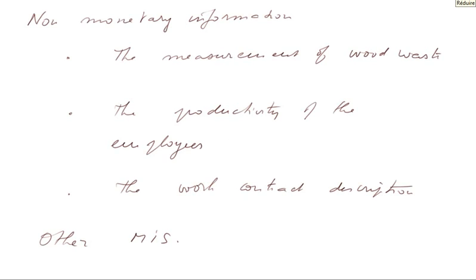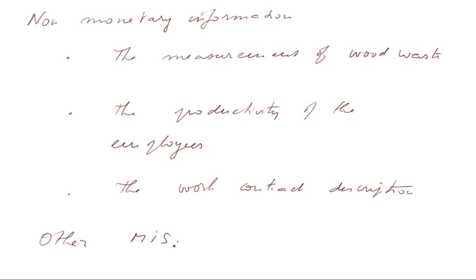Example of a non-monetary piece of information. For instance, the measurement of wood waste, or the productivity of the employees, or a description of the work contracts. All these things are important information that the management team must be aware of, but they are recorded and managed using other MIS.